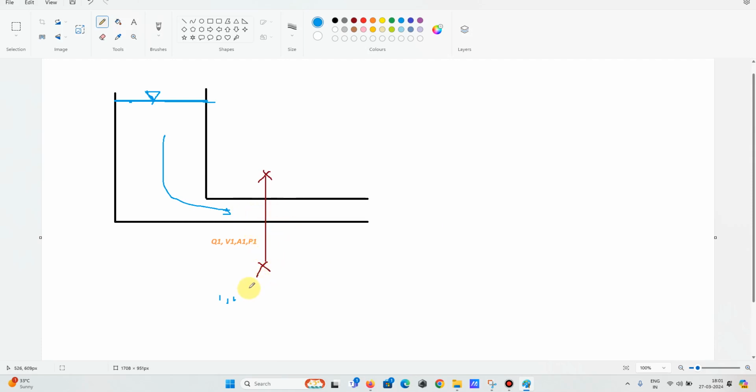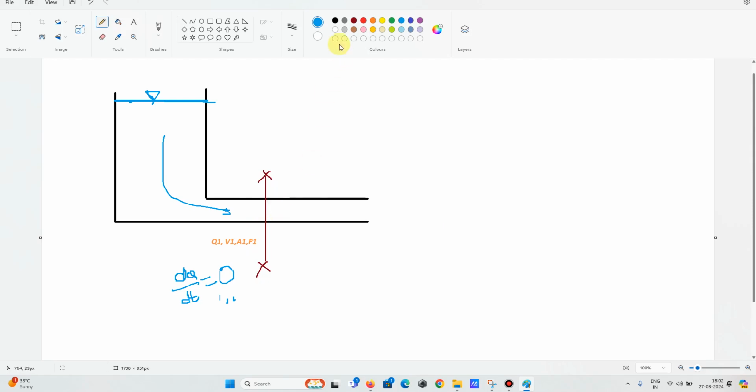In equation terms, with the differential equation, dQ/dt equals 0. I am saying that the variation with respect to time is zero, that is, there won't be any change in these parameters. Q1, V1, A1, P1 remain constant with respect to time.